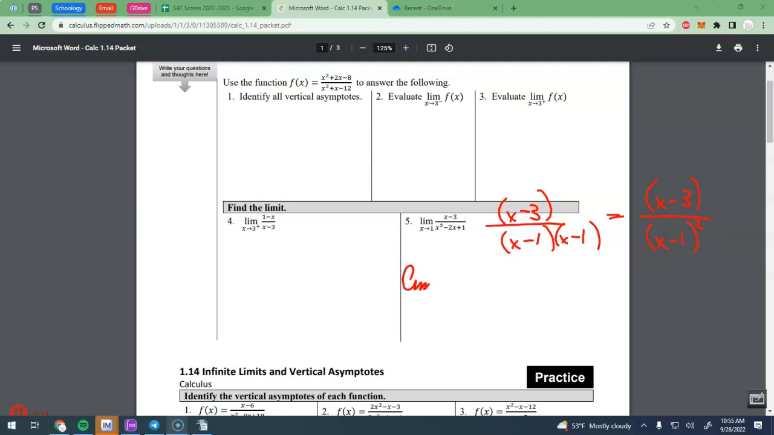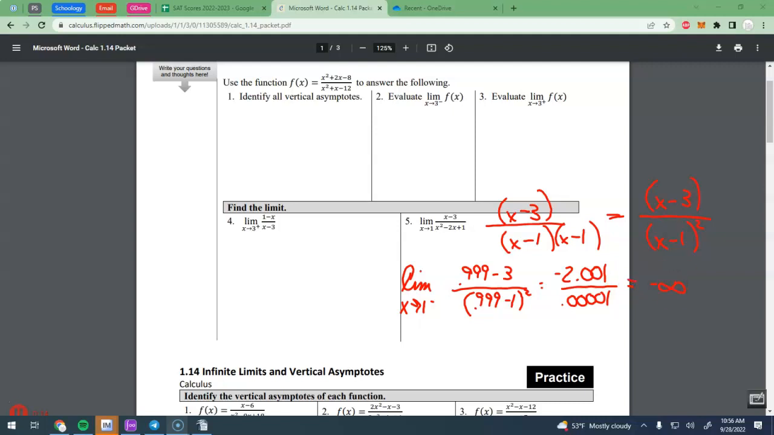So I need to check the limit as x approaches 1 from the left, which would be like 0.999 minus 3 over 0.999 minus 1 squared. So 0.999 minus 3 is like negative 2.001. This one will be 0.001 squared, which actually makes more zeros. So that's going to be infinity, right? Because our superficial math says a regular number divided by an incredibly small number is infinity. So negative divided by a positive is negative.